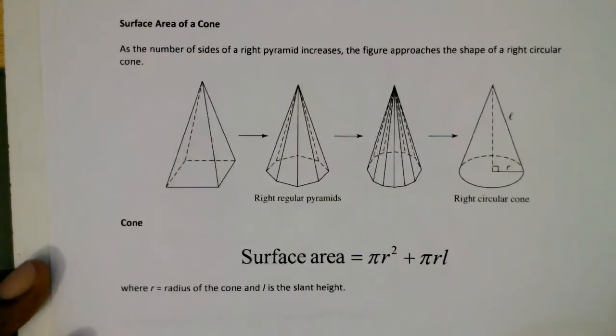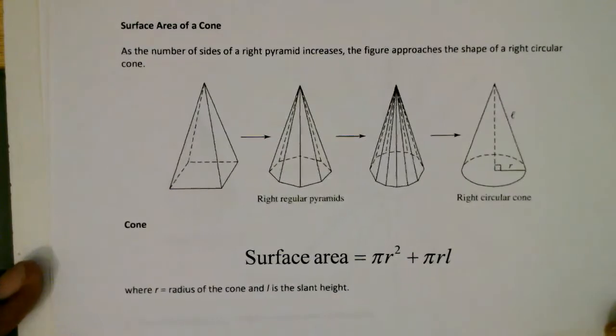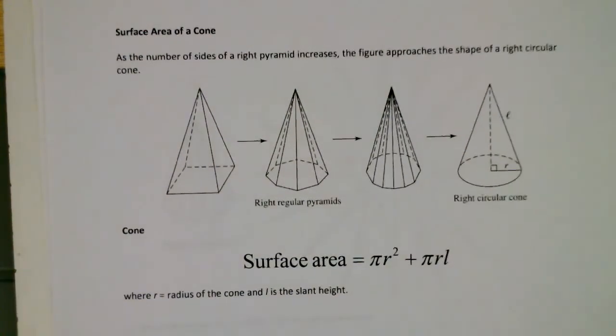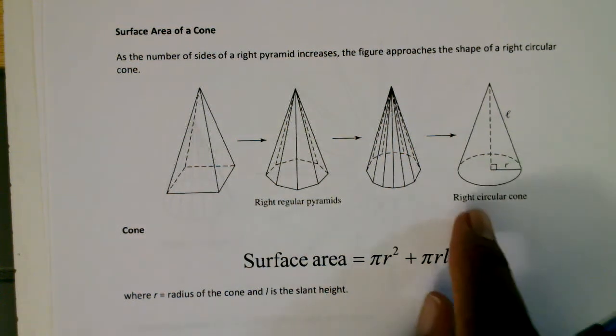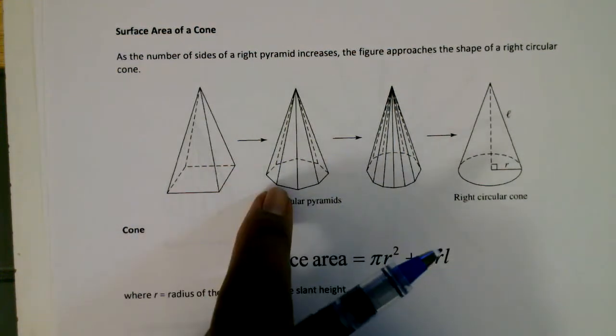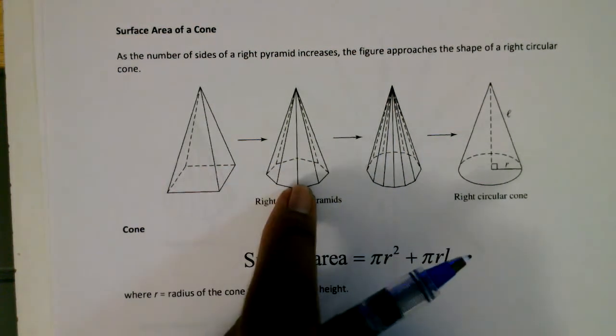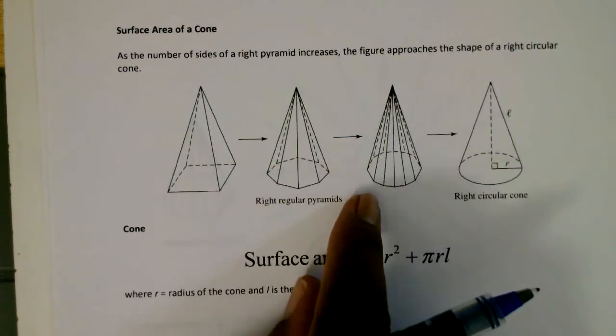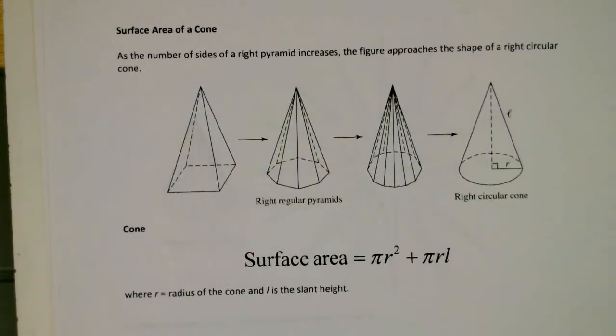All right, let's talk about the surface area of a cone. As the number of sides of a right pyramid increases, the figure gets closer and closer to the shape of a right circular cone. So if I let the number of sides on the base increase infinitely, I will end up with a right circular cone.